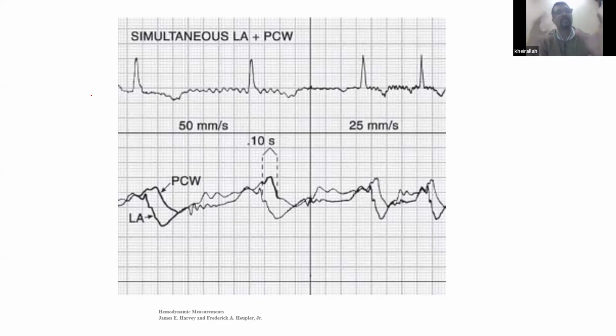But in terms of accuracy, now we talk about which one is more invasive. Definitely the direct LA pressure tracing is more invasive than the pulmonary capillary wedge tracing. But which one is more accurate?